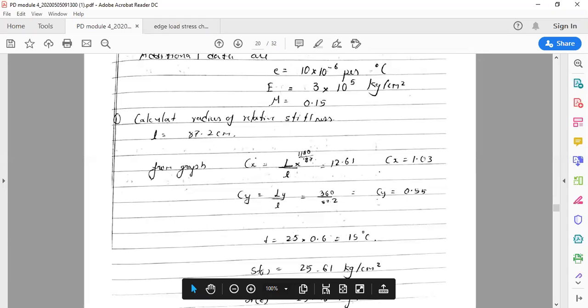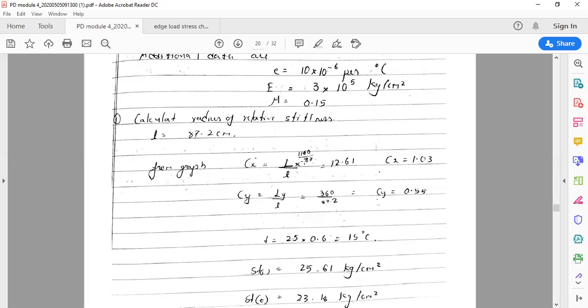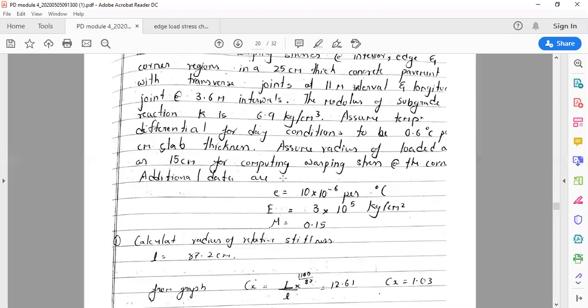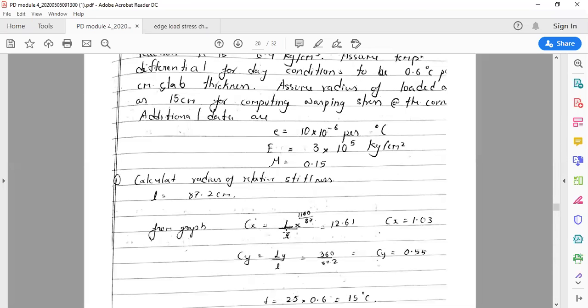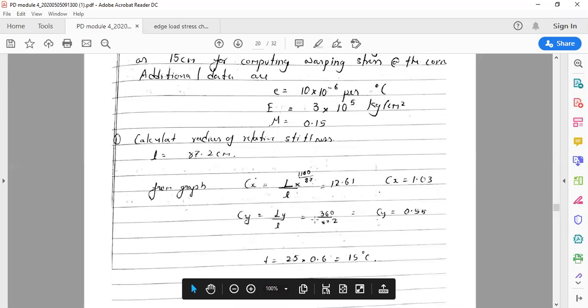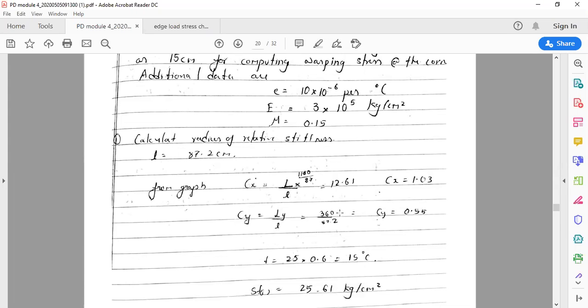That's why we have taken it as 11 meters, and they have converted it into centimeters. So we have found out the value of L, that is relative stiffness, which is 87.2 centimeters. Just divide these values, we will get 12.61. Likewise, Cy will be Ly by L. Ly here is represented by the longitudinal joint spacing, which is 3.6 meters. I have converted that into centimeters, so it will be 360 centimeters divided by 87.2, the value of the relative stiffness.